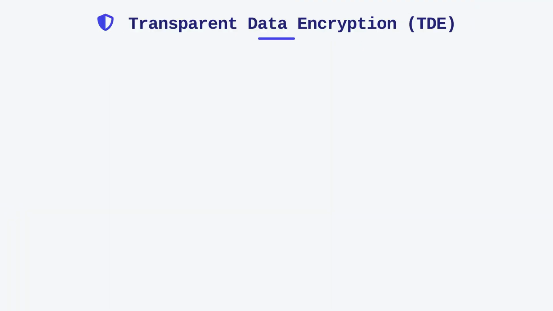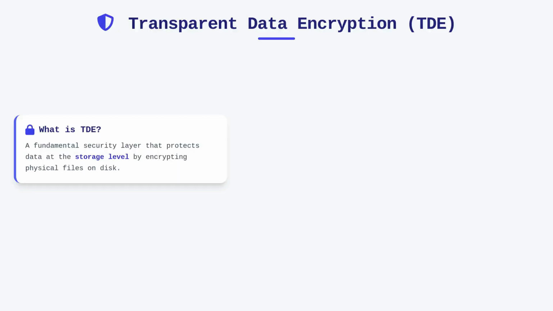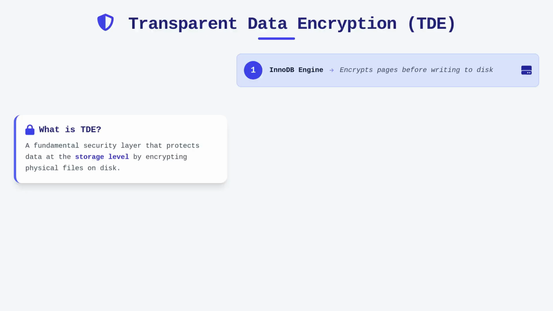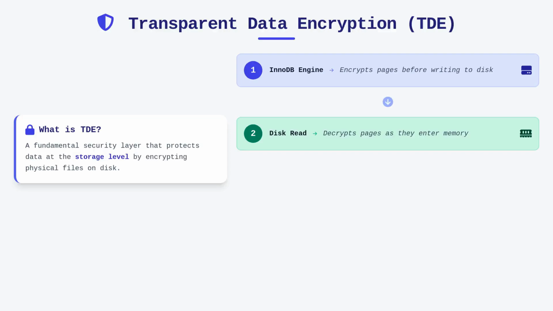Transparent data encryption, or TDE, serves as a fundamental security layer that protects your data at the storage level by encrypting physical files on disk. When you enable TDE, the InnoDB storage engine ensures that data pages are encrypted before they are written to the storage medium and decrypted as they are read into memory.